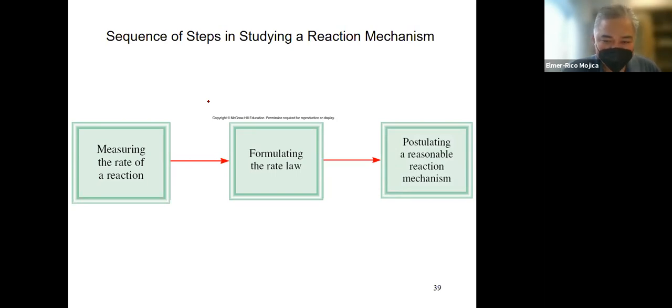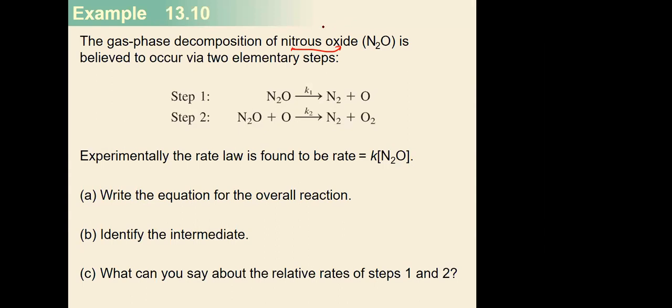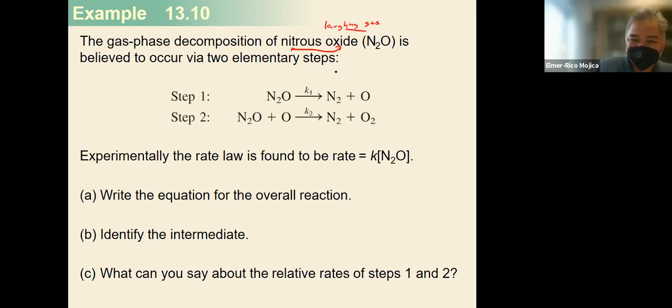So for instance here, you have two steps in the gas phase decomposition of nitrous oxide. Are you familiar with the nitrous oxide? What's the common name for that? Anyone? It's used in dental offices. Laughing gas. That's the laughing gas. Okay, N2O. Now they said it happens in two steps. N2O breaking down to N2 and oxygen atom, and then N2O reacting with oxygen atom to produce N2 and oxygen.